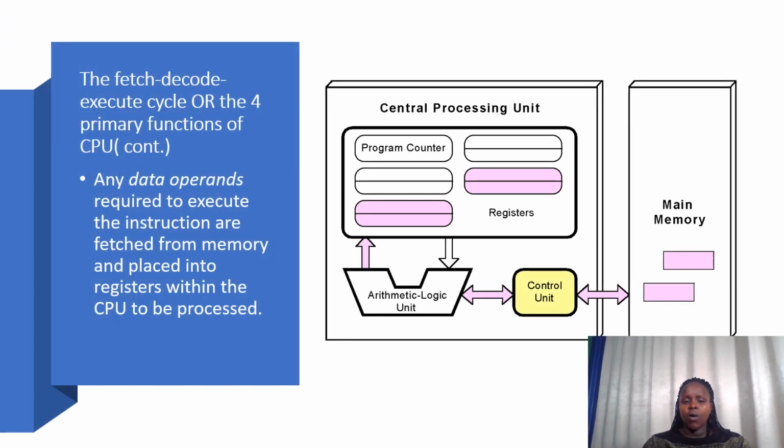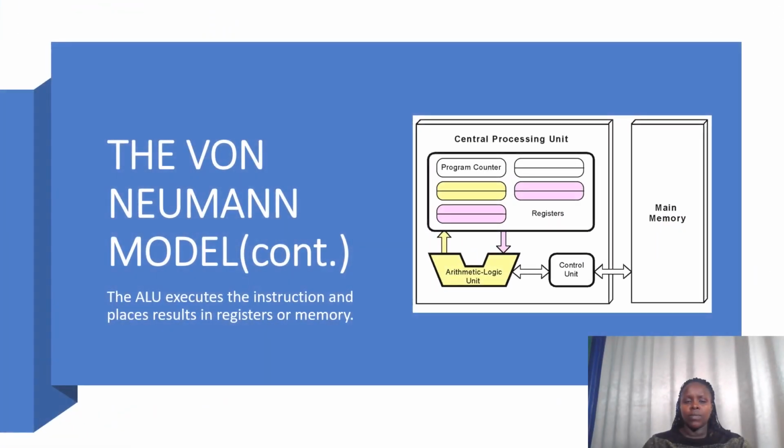Any operands required to execute the instruction are fetched from memory and placed into registers within the CPU to be processed. The arithmetic logic unit executes the instruction and places the result in a register or memory for later use.